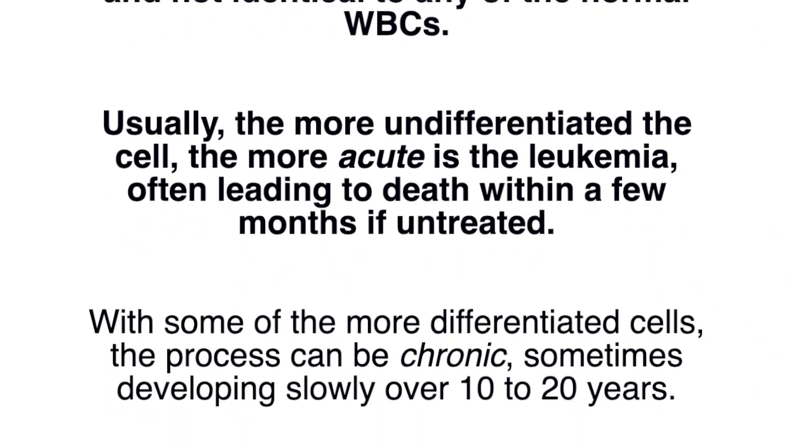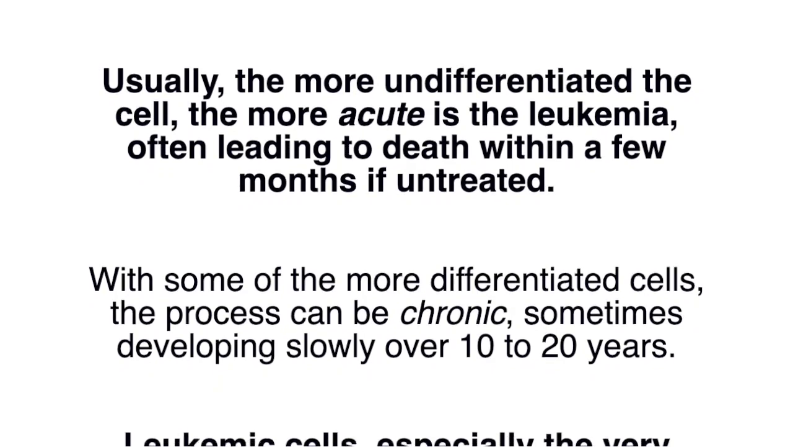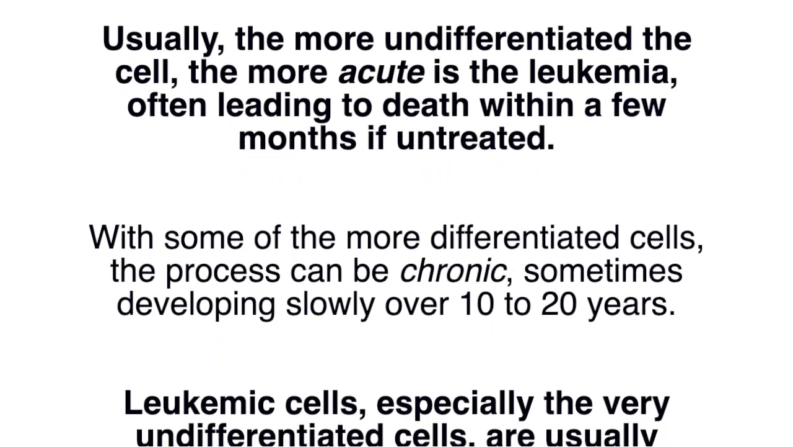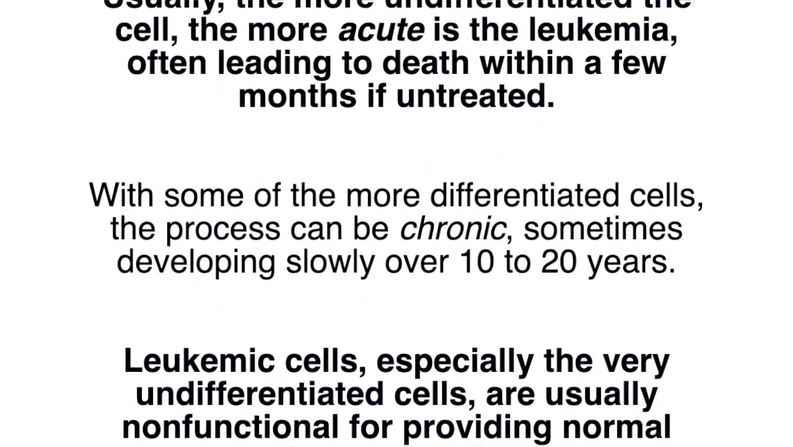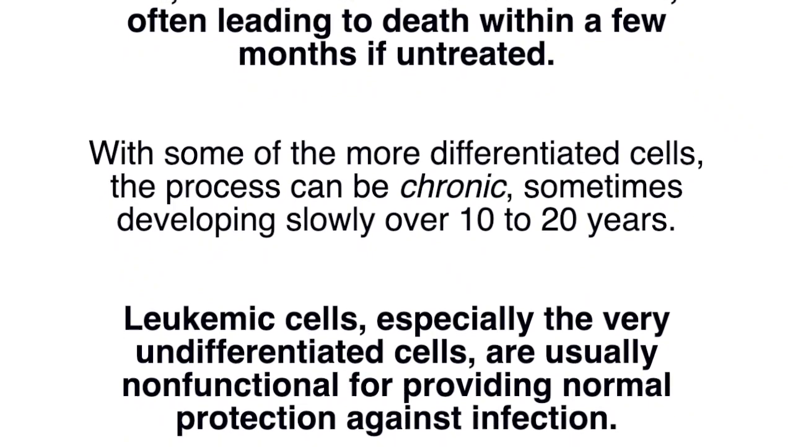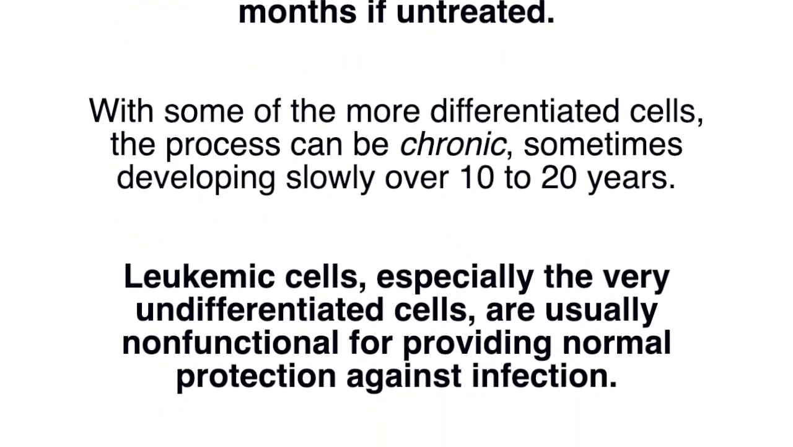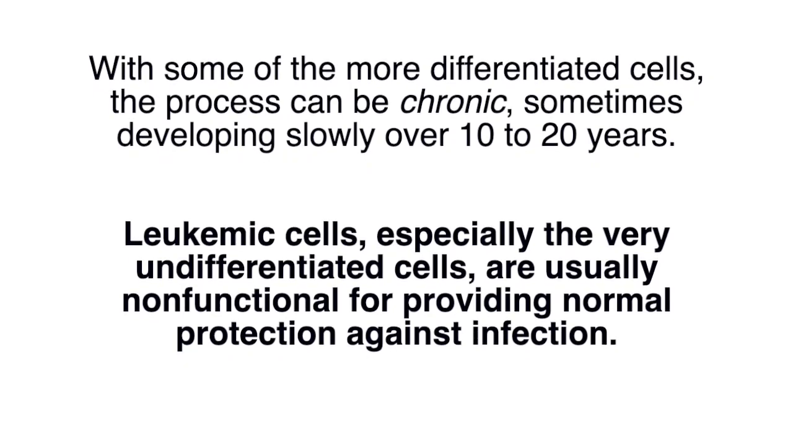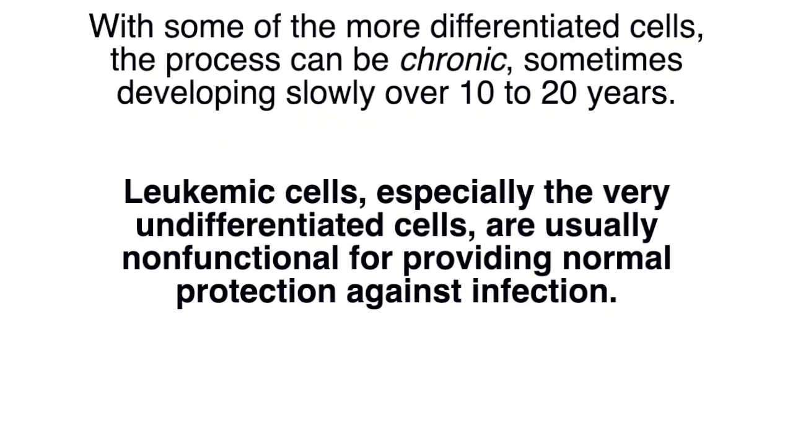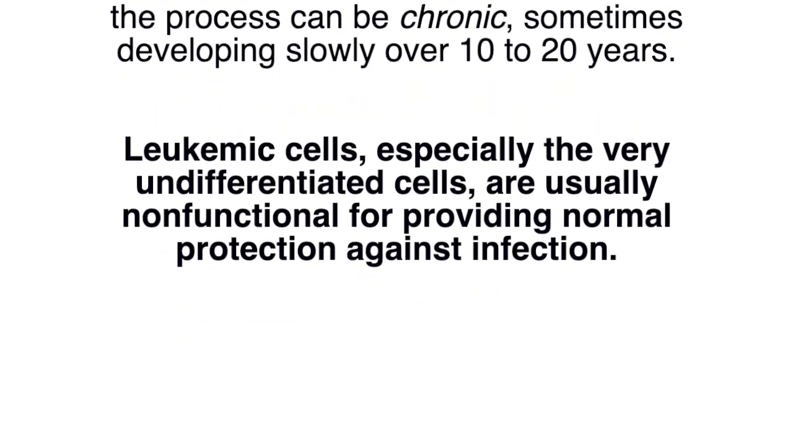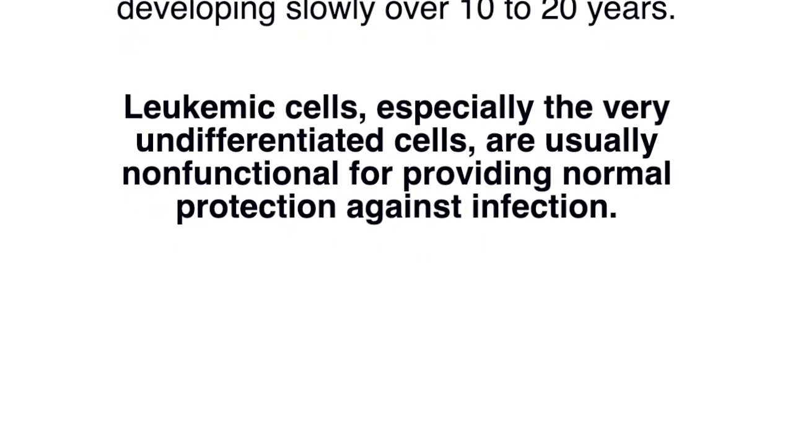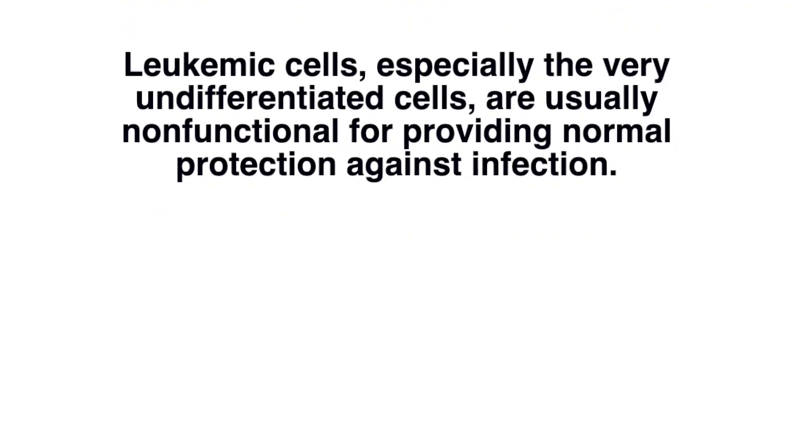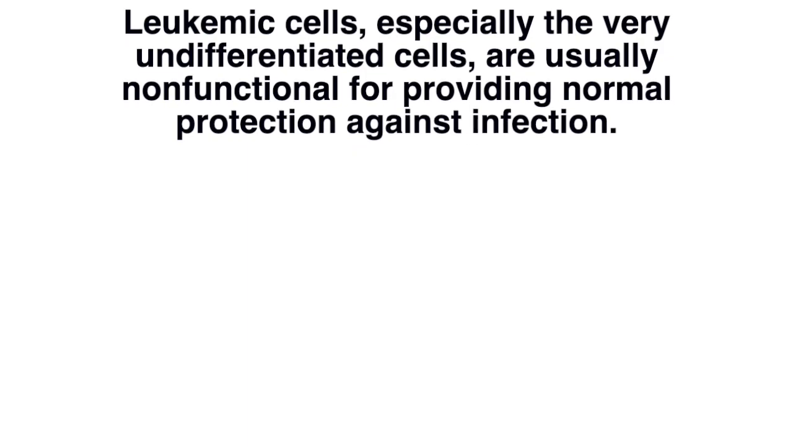Usually, the more undifferentiated the cell, the more acute is the leukemia, often leading to death within a few months if untreated. With some of the more differentiated cells, the process can be chronic, sometimes developing slowly over 10 to 20 years. Leukemic cells, especially the very undifferentiated cells, are usually non-functional for providing normal protection against infection.